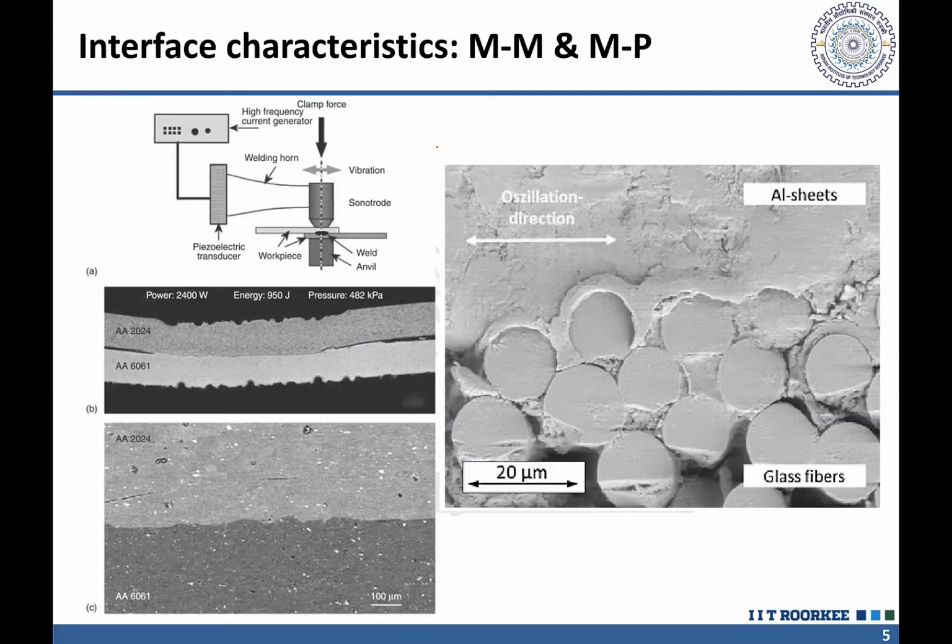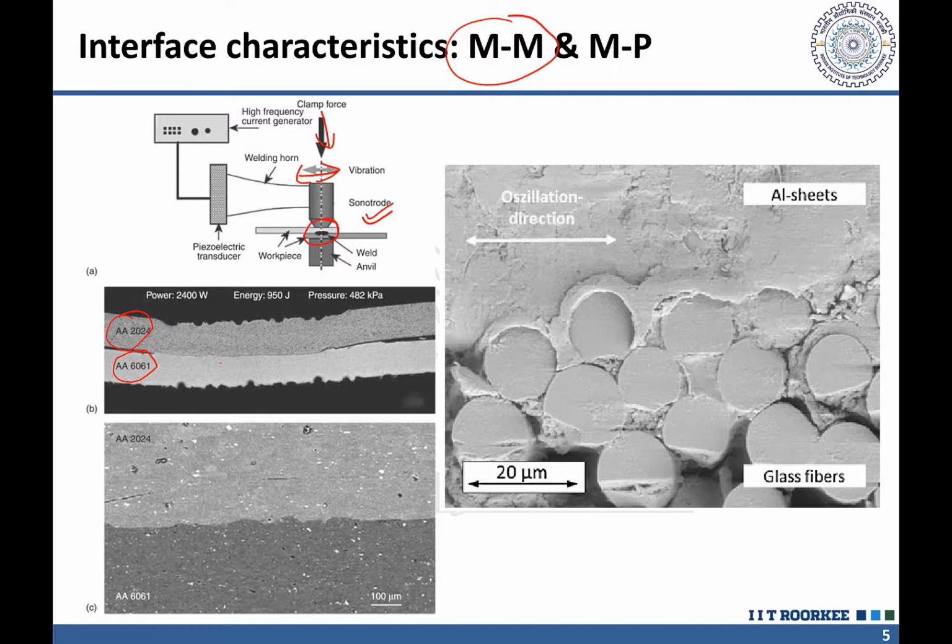So this is what we can see in ultrasonic welding when a metal to metal joint is developed. So when a metal to metal joint is being developed, say between two different types of aluminum alloy, aluminum copper alloy, aluminum magnesium silicon alloys, we can see the clamping force and the vibrations being applied through the sonotrode onto the joint interface between the components to be joined.